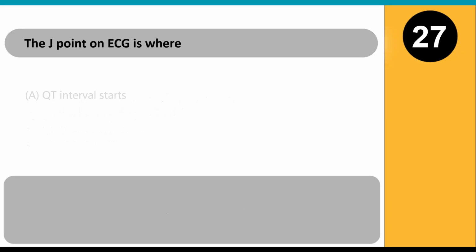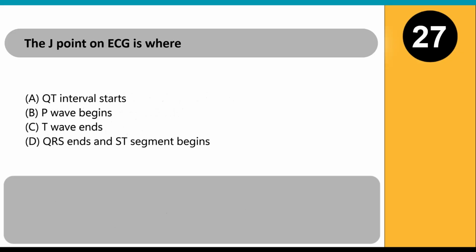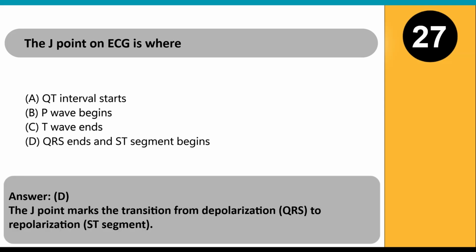The J point on ECG is where: A. QT interval starts. B. P wave begins. C. T wave ends. D. QRS ends and ST segment begins. Answer D. The J point marks the transition from depolarization, QRS, to repolarization, ST segment.